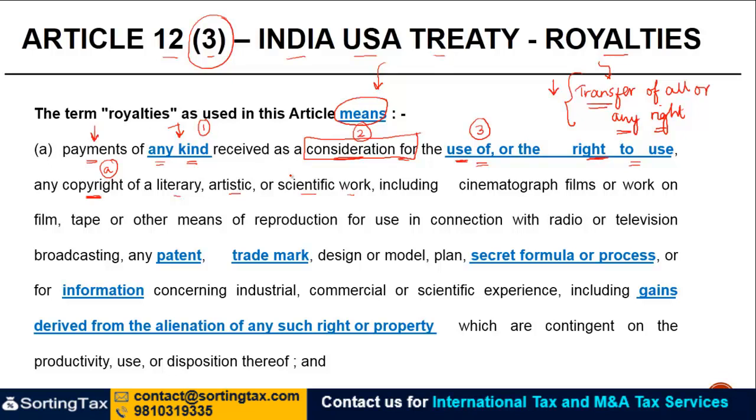But let's try and understand how this applies. So any copyright of a literary, artistic or scientific work. Now again note, the payment is for the use of a copyright.